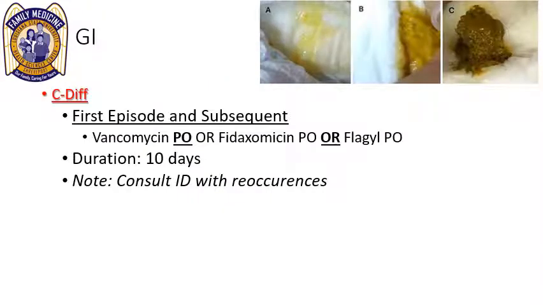So C. diff, on the other hand, you can see here we have a normal stool and then we have a C. diff stool. This is very malodorous, and if they do have C. diff and they're having more than 3 bowel movements in a 24-hour period, verified in the hospital, then you're going to start vancomycin PO or fidaxomicin PO or Flagyl PO. Vancomycin is now the first choice. It's going to be 10 days, and you need to consult infectious disease if they have any recurrences.